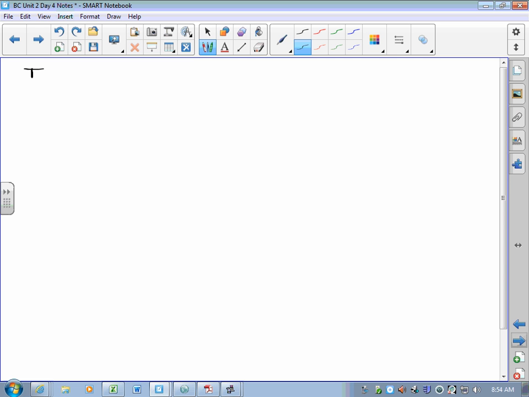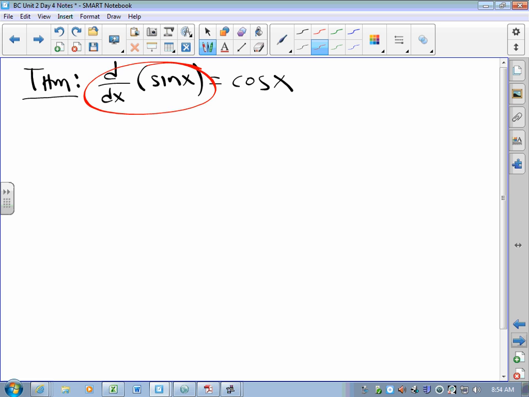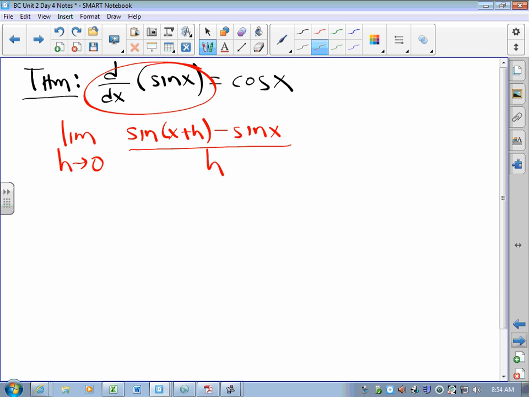So the first big theorem is that the derivative of sine x with respect to x is cosine x. That is the first big deal. So here we go. I want to prove this. So what does that mean? I'm going to take a limit as h approaches 0 of sine of x plus h minus sine x divided by h. If we throw in 0 for h, it doesn't fly. You get 0 over 0.